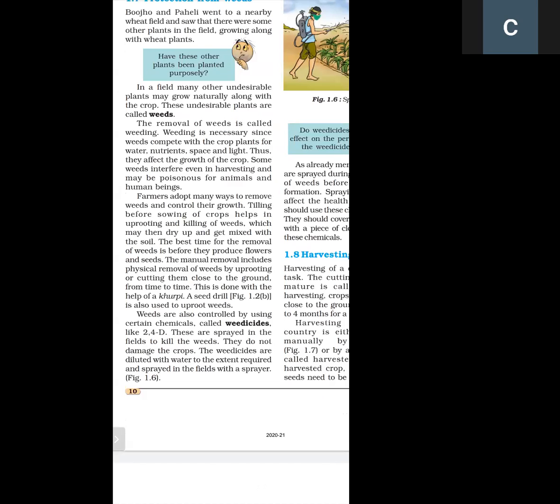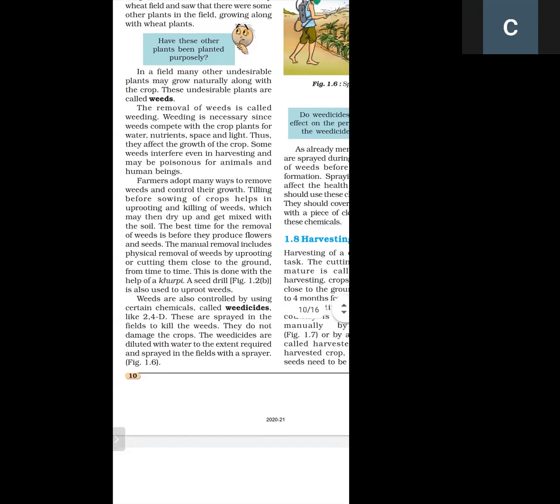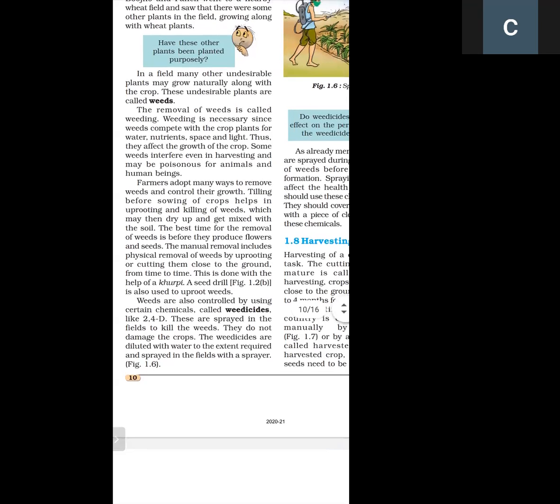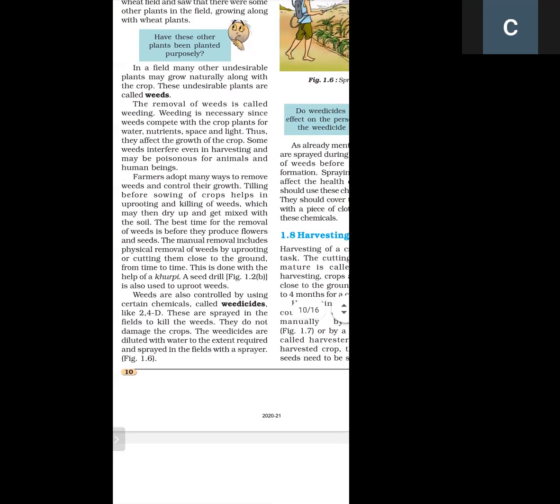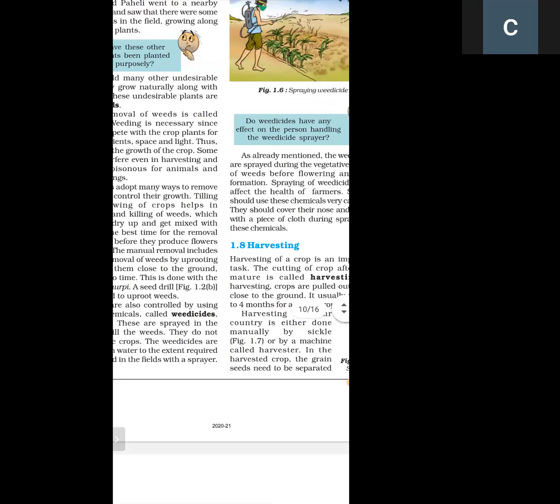When we spray these chemicals in the fields, these chemicals kill the weeds, but weedicides have some side effects. When these are used in very great quantity, they have side effects, and this can also destroy crops. So weedicides are used in a proper quantity. And what is an example of weedicides? 2,4-D.